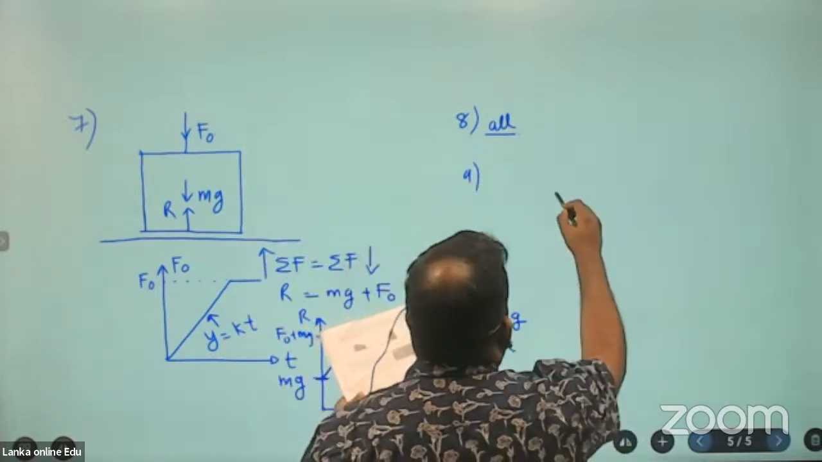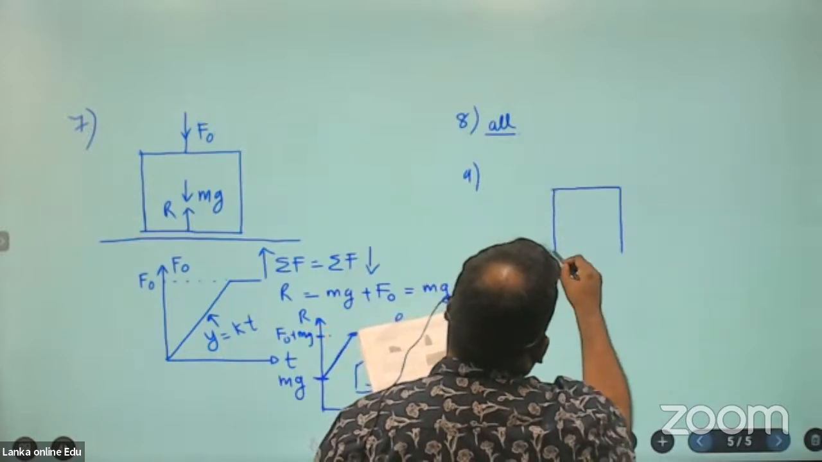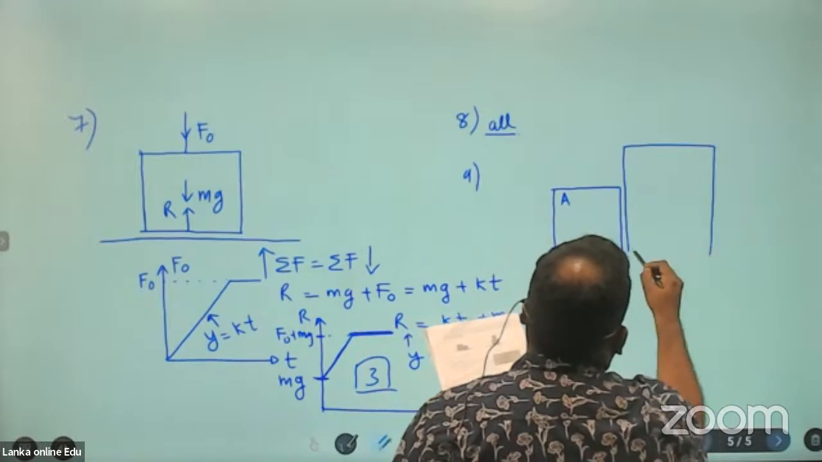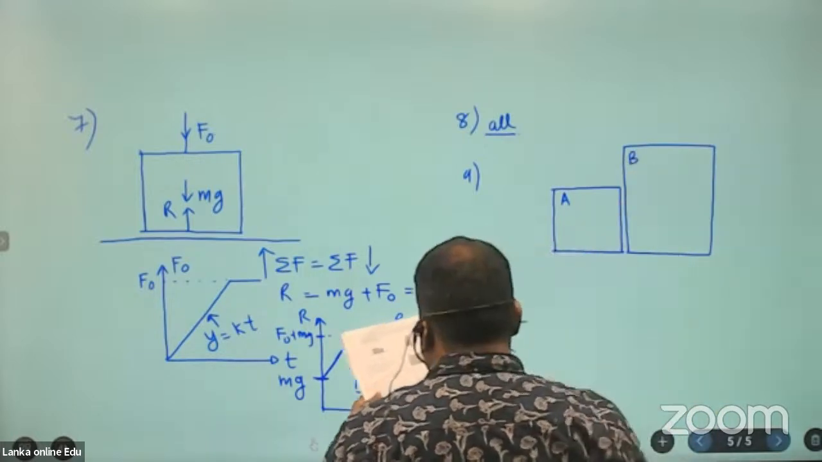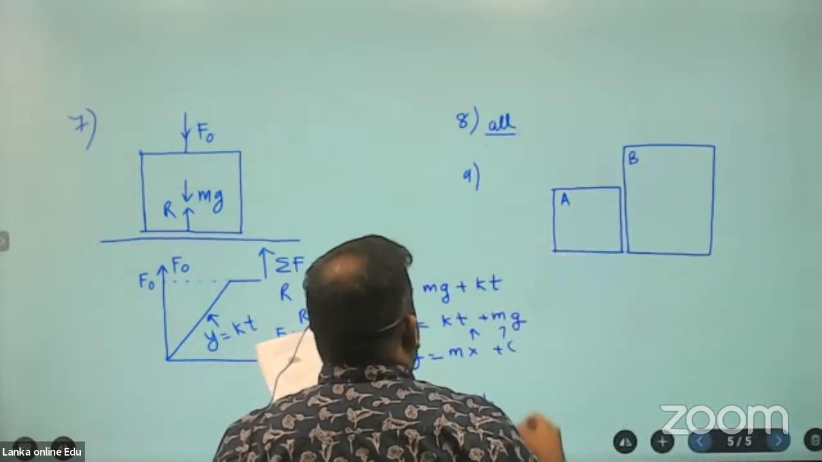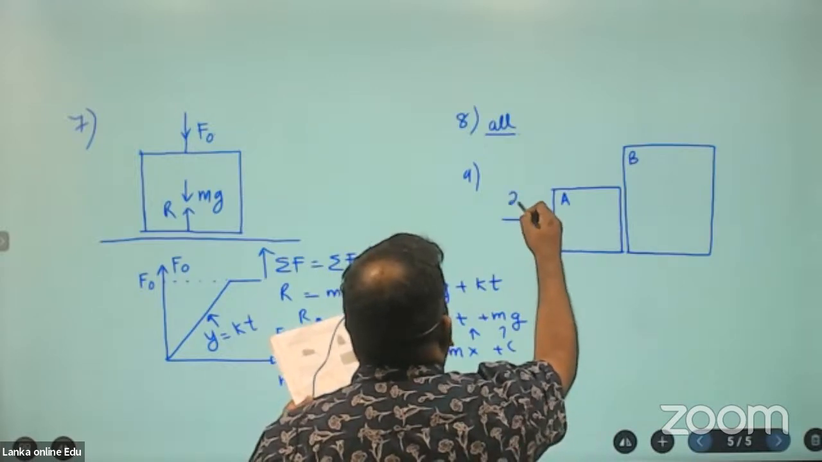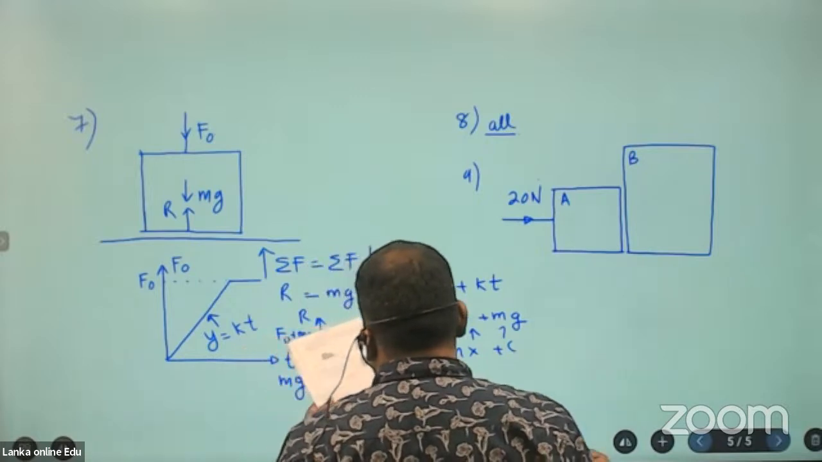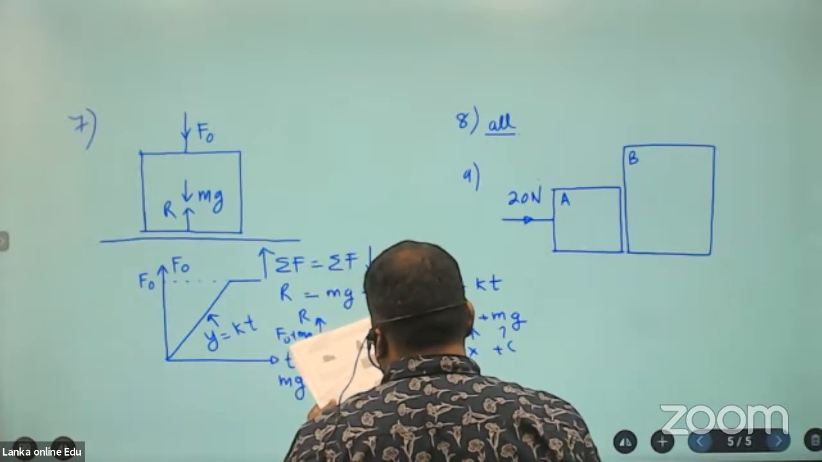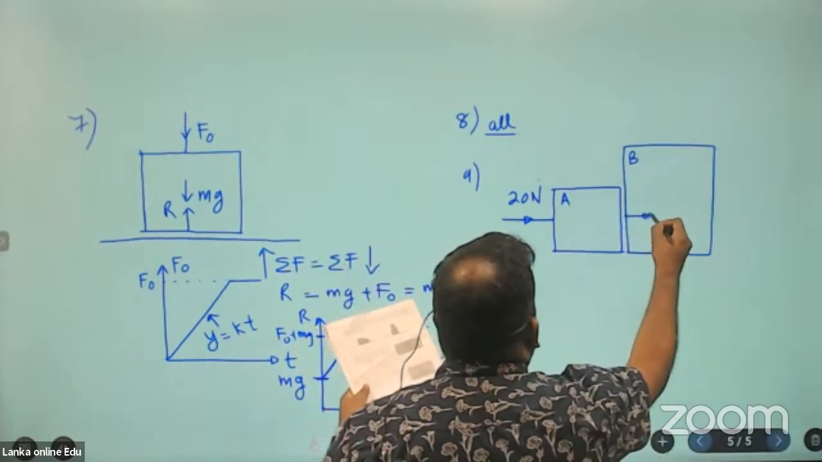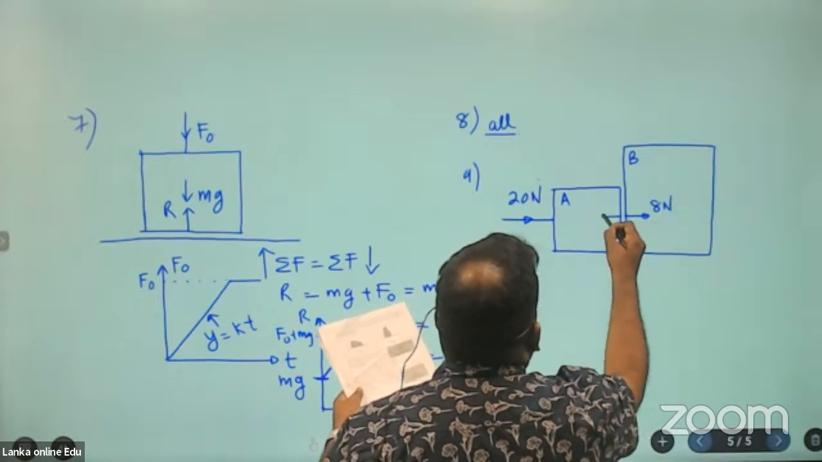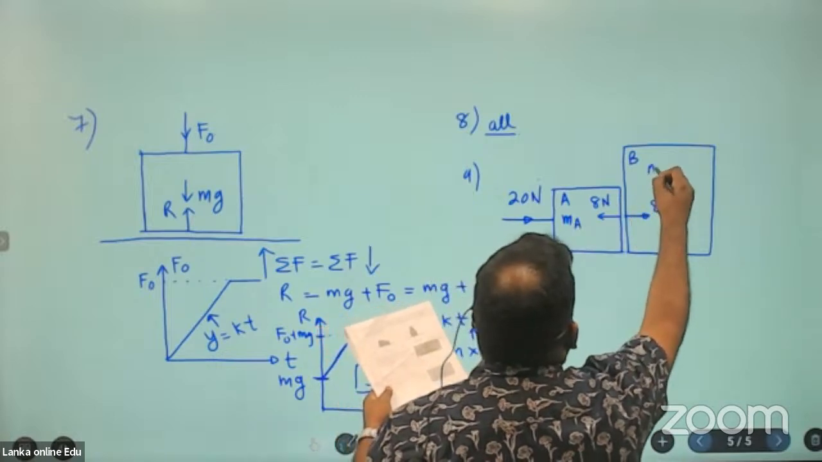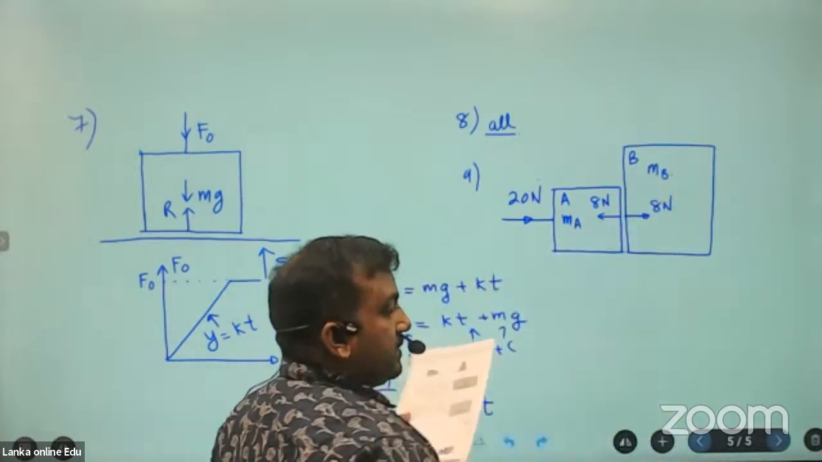A 20 Newton force, here you go. A is there, here B is there. A 20 Newton force is applied on A. An 8 Newton force is acting on B, equal and opposite. They're asking the mass ratio between A and B. What is the mass ratio between A and B?